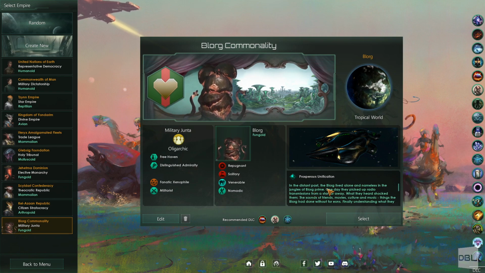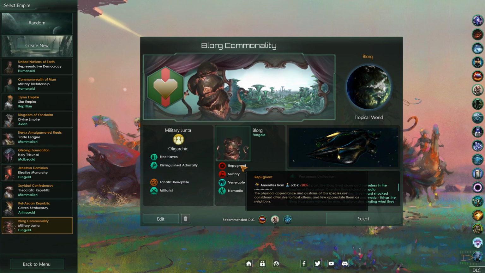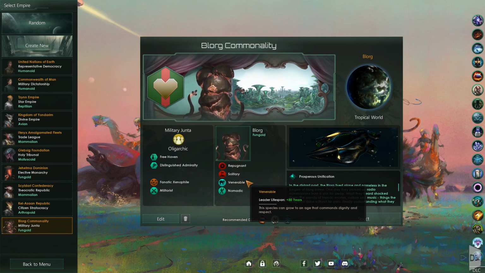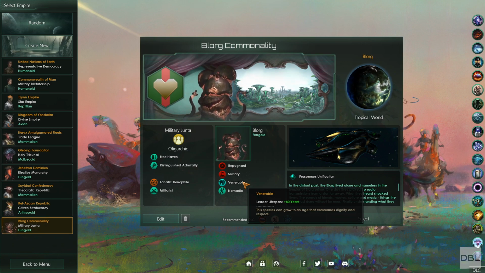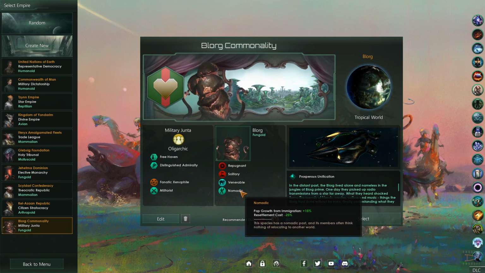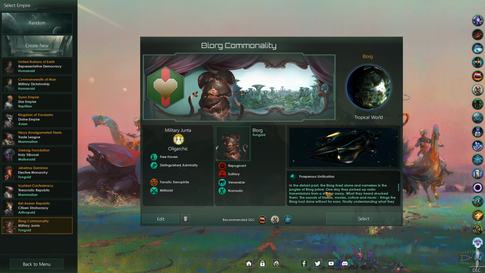In the distant past, the Blorg. The repugnant. Physical appearance and customs of species are considered offensive to most others, and a few appreciate them as neighbors. They're solitary, venerable, can grow to an age that commands dignity and respect. Lifespan plus 80 years. And they're nomadic. We've read about that too. In distant past, the Blorg lived alone and nameless in the jungles of Blorg Prime. Okay, they're in a tropical world.